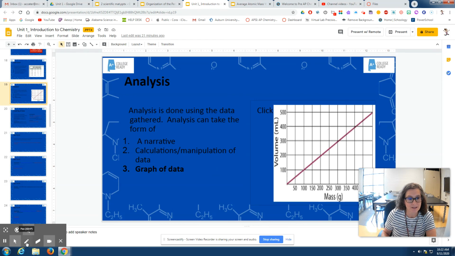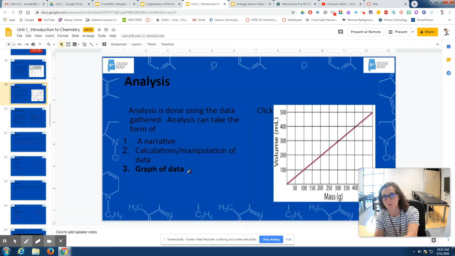All right, the analysis of the data. So the data is just numbers. That's all it is. It's numbers. It's things we measured, things we observed, and we did in the lab.